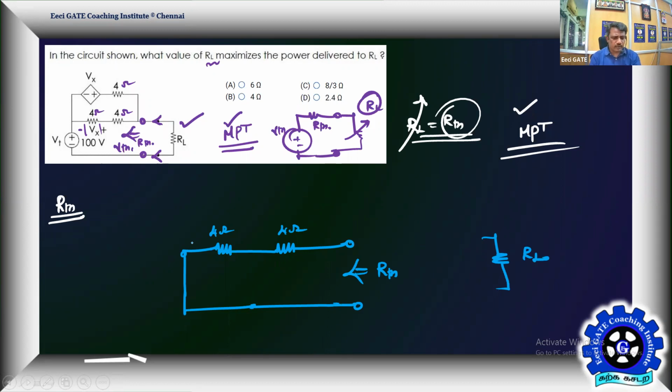Then sources, the Vs, you can say supply voltages, switch it off. But you should not switch off the dependent source. That's very important because it depends on the voltage across this 4 ohm. If there is a voltage across 4 ohm, that voltage will exist. So keep the dependent source.